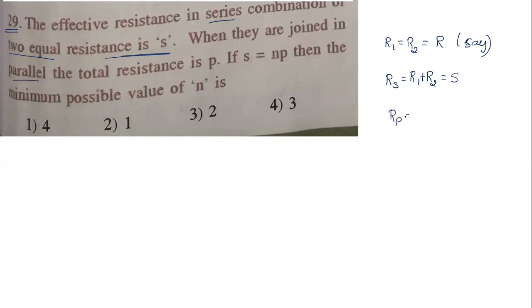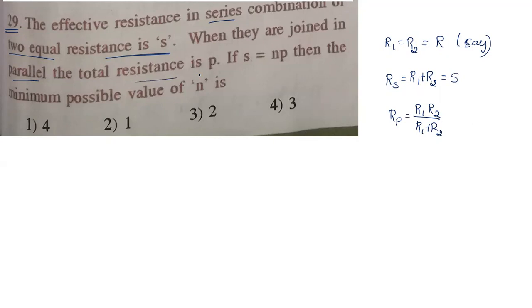Let's say this is question number 29 now. The effective resistance in series combination of 2 equal resistors. I can say R1 equal to R2 equal to R. RS is how much? Series combination, so the formula is RS equal to R1 plus R2, that is S. When they are joined in parallel, Rp equals R1 into R2 by R1 plus R2.